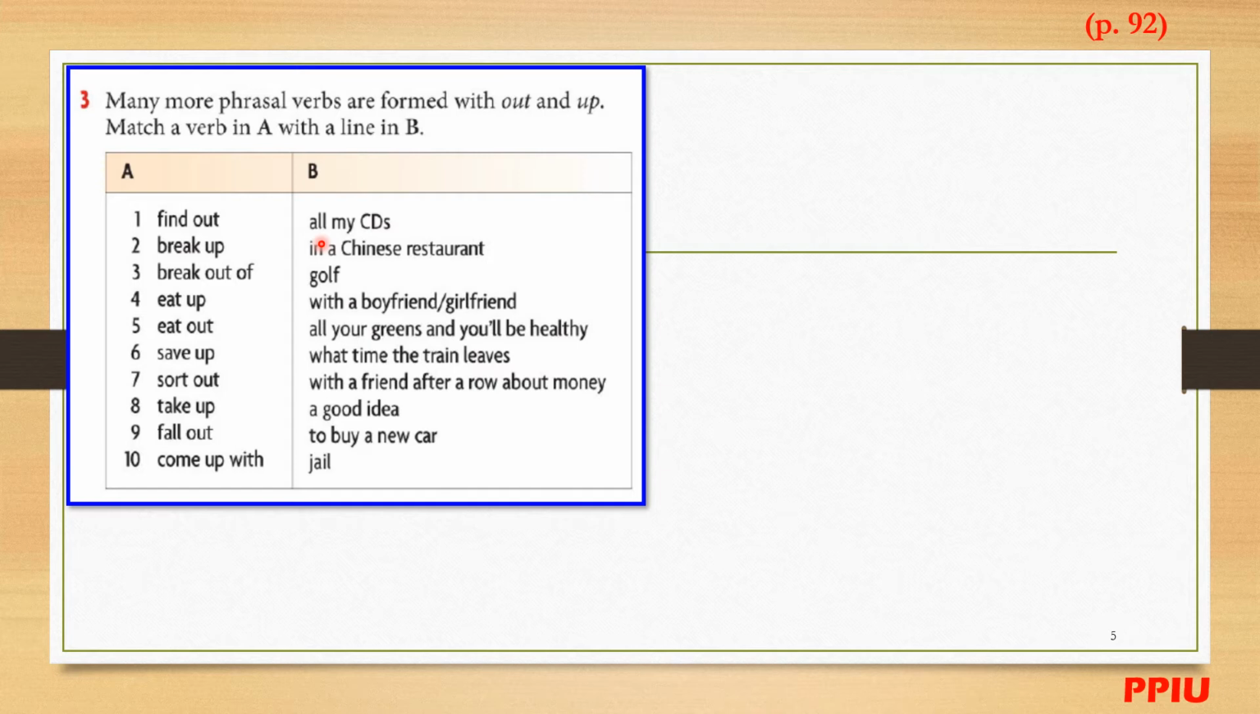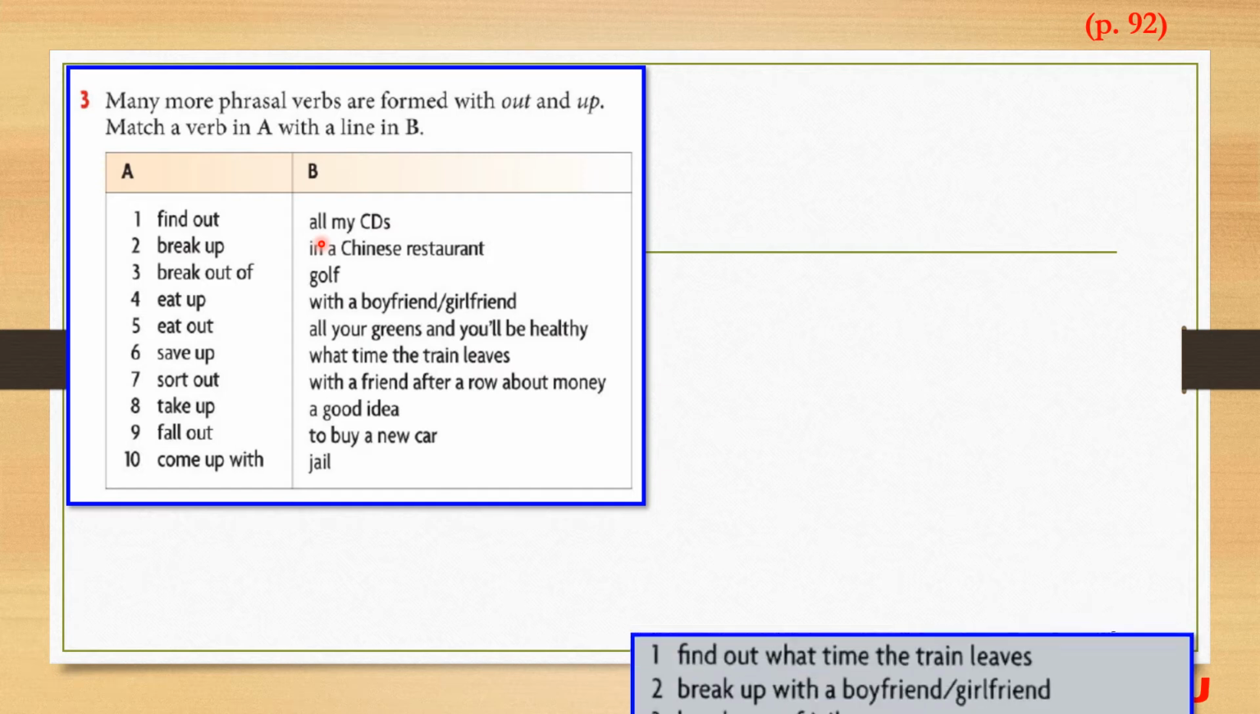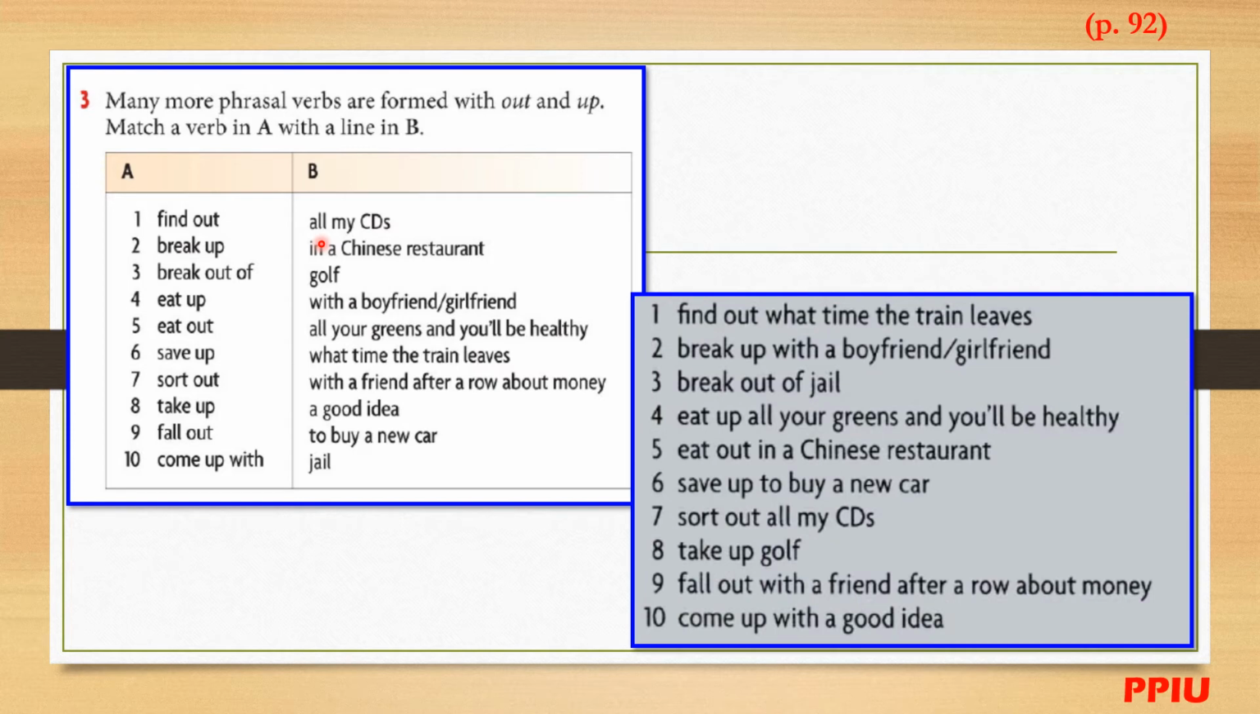Okay, so let's just go and check the answer. So find out what time the train leaves. Break up with a boyfriend or girlfriend. Break out of jail. Eat up all your greens and you'll be healthy.